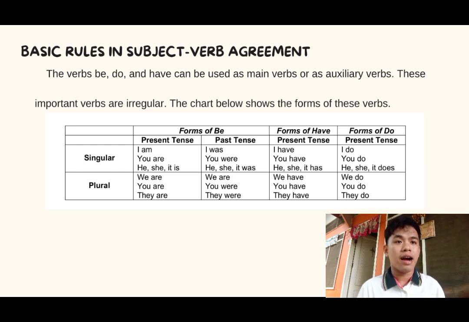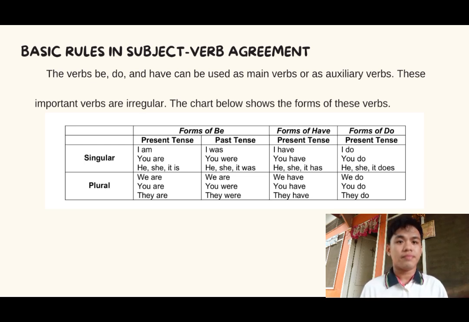shows or explains how the verbs be, do, and have can be used as main verbs or auxiliary verbs, and that these verbs are irregular. The chart within the image outlines the forms of these verbs in different tenses, divided into present tense and past tense for be, and present tense for have and do. So here's the breakdown, starting with the forms of be.